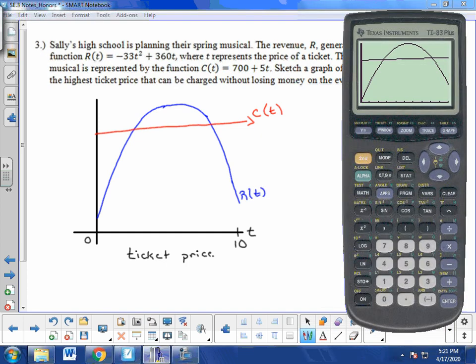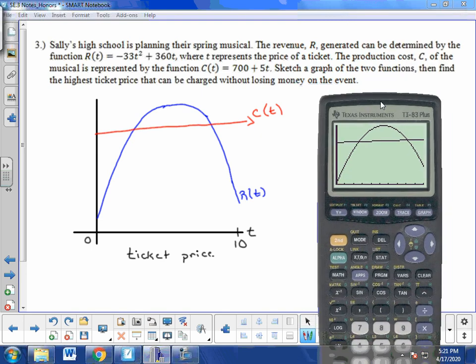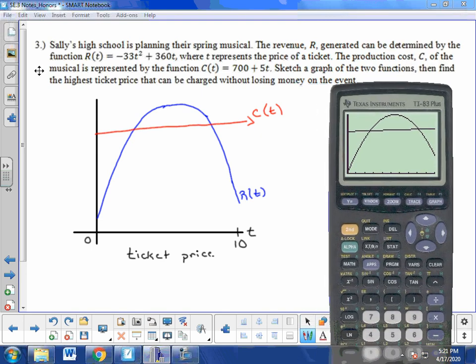Now the question was, sketch a graph of the two functions and then find the highest ticket price that can be charged without losing money. So revenue is the money that we're bringing in. This blue curve represents money we're bringing in. C is the red curve, or the red line here, is cost. So as long as the blue curve is above the red line, we're making money. Once they intersect, that's the part where we're breaking even.